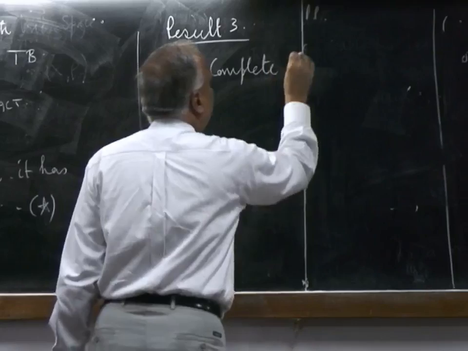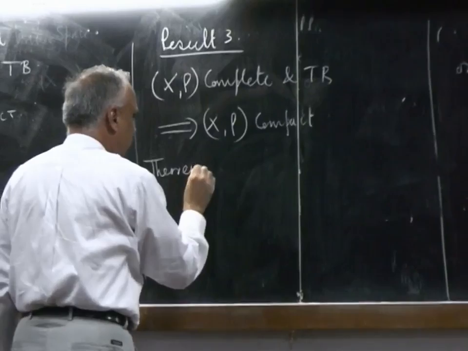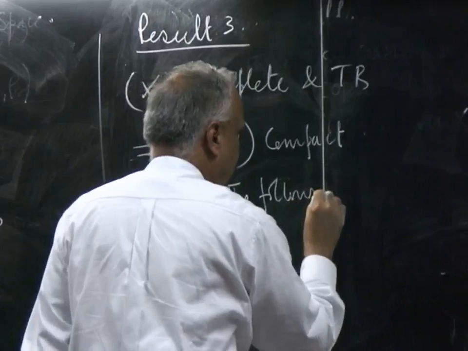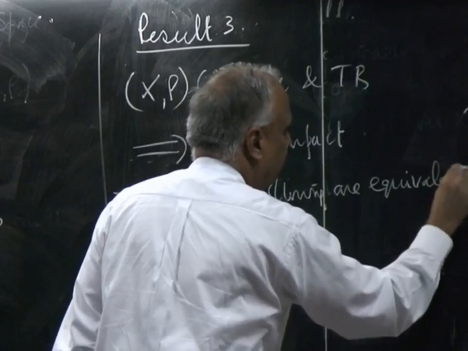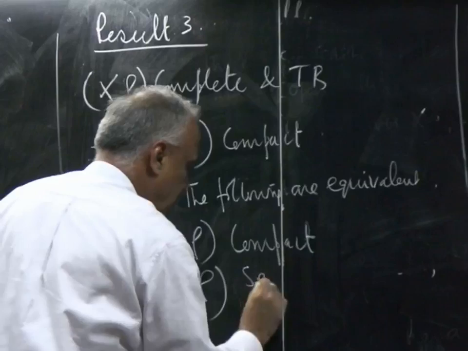Totally bounded. Combine all this, you get the theorem. The following are equivalent. Each implies the other. One, X is compact. Two, X is totally bounded and complete. Three, X is sequentially compact.